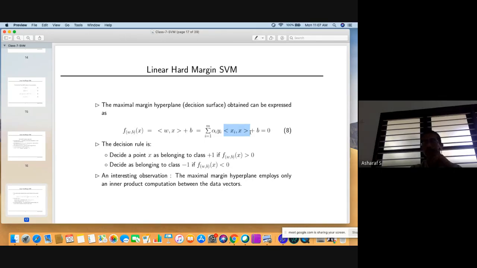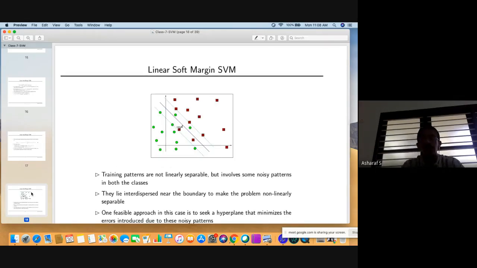And we actually move from here, and this is where the SVM algorithm becomes interesting. I'll move on and give you a little more complicated context, which is essentially the same thing, where we allow points to fall off the boundary. These are the boundary points, and points can fall off the boundary, meaning the green one can cross this border, and the brown ones can also, the squares can come here. Training patterns are not linearly separable. I'm complicating the stuff, but involve some noisy patterns in both classes. They lie interspersed near the boundary to make the problem non-linearly separable.